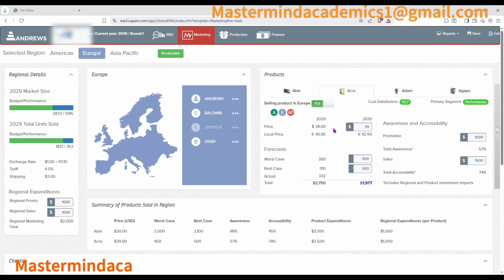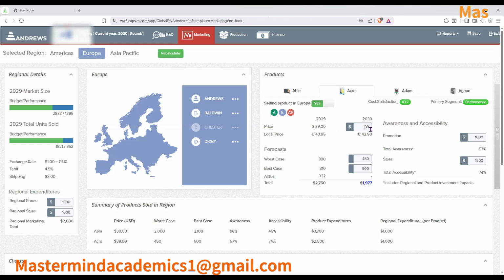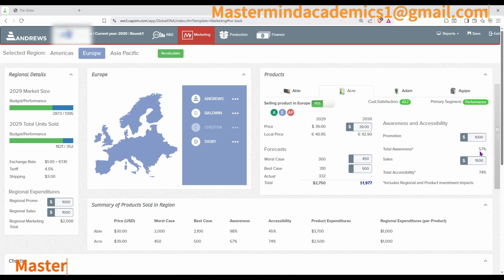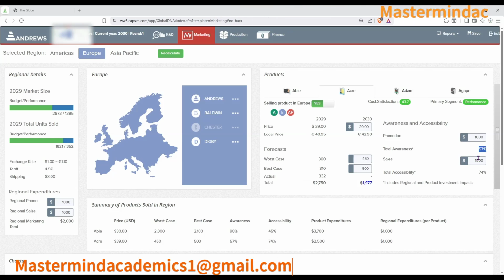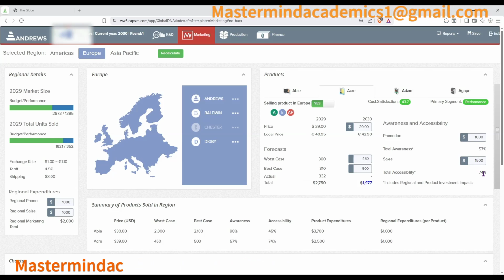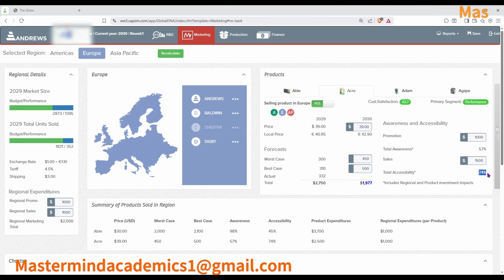For Eka, I reduced the price to 39, and forecast 450 for the worst case, 500 for the best case. Promotion 1,000 is giving me 57% awareness, and 1,500 for the sales is giving me 74% accessibility.